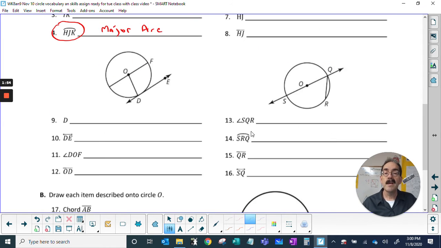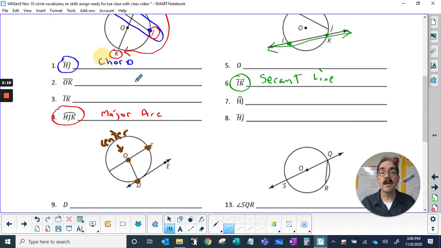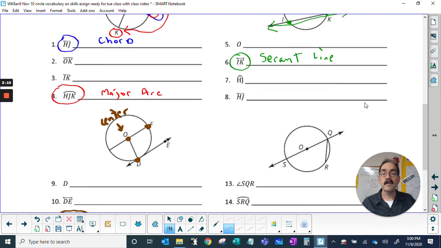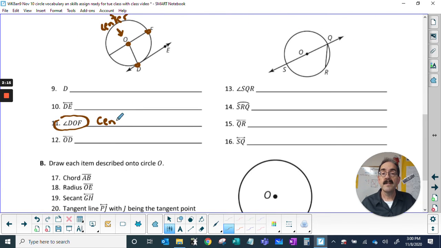Okay, let's do an angle. We haven't done an angle yet. Angle DOF. Ooh, it has the center. If it has the center, it is a central angle. Okay, central angle.